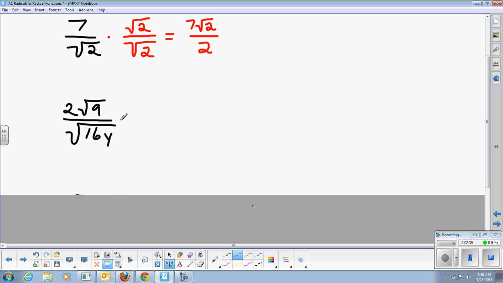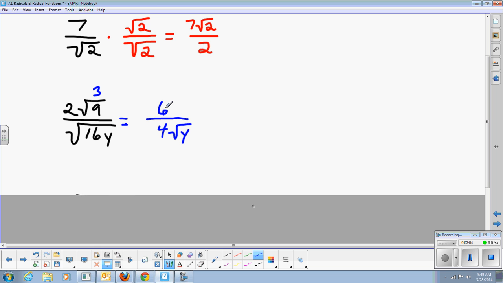So before I even do any rationalizing, if there are perfect squares that I can deal with, I'm going to do that. I'm going to have a perfect square in both my numerator and denominator, so I'm going to work with those. I'm going to say that I have 2, and I know that the square root of 9 is 3, so that changes my numerator to 6. In my denominator, the square root of 16 happens to be 4, a rational number, times the square root of y. So what will I do now?